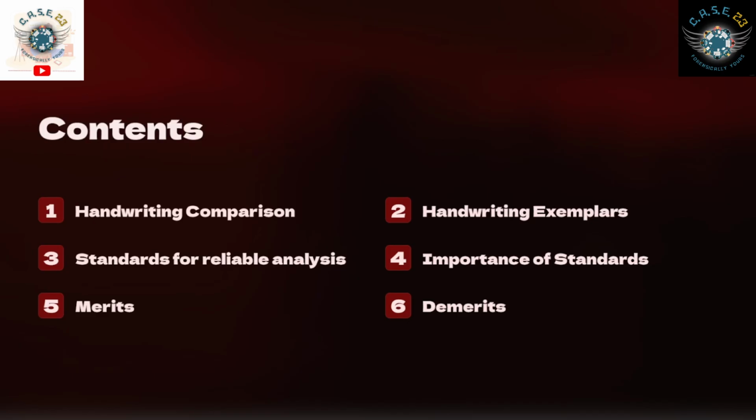Then we will also discuss the importance of those standards, why they matter in legal cases and also in real life investigations. And then we'll move on to the merits of handwriting exemplars in forensic science. And finally, we will also touch on the demerits because, like every method, this too has its own limitations. So stay with me till the end because each part builds on the other. If you skip any part, you may not be able to understand the whole video. So please stick with me.